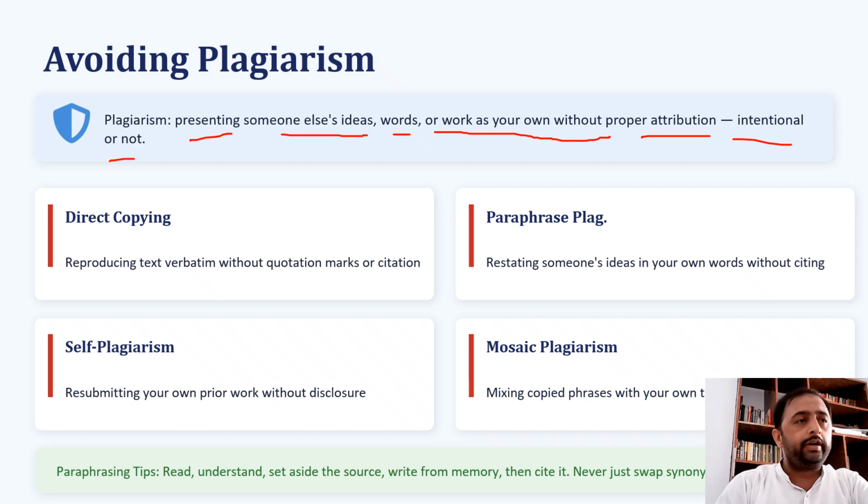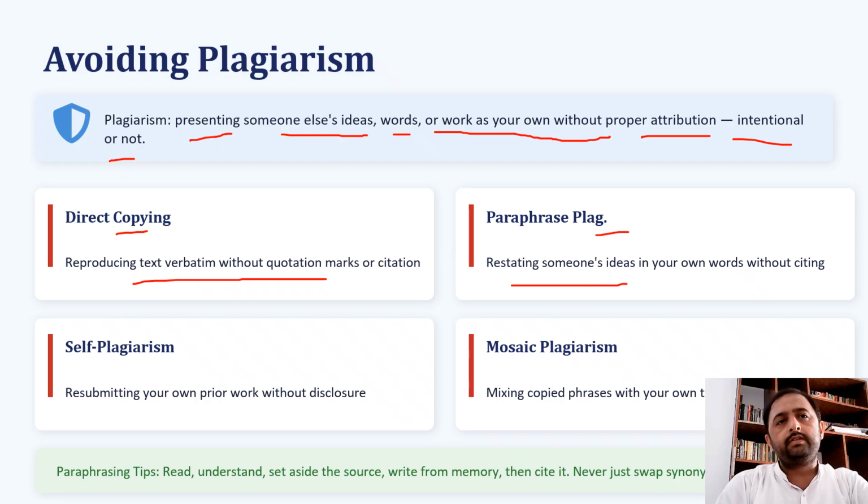So, direct copying is strictly prohibited. Reproducing text verbatim without quotation marks or a citation is not allowed. And paraphrase plagiarism, restating someone's ideas in your own words without citing, is also plagiarism and should be avoided. What is mosaic plagiarism? Mixing copied phrases with your own style. It's also a kind of plagiarism.